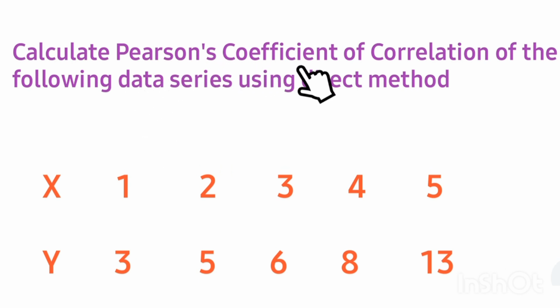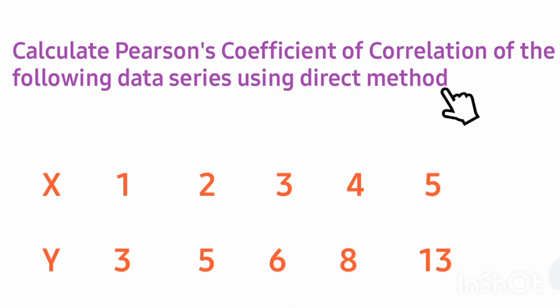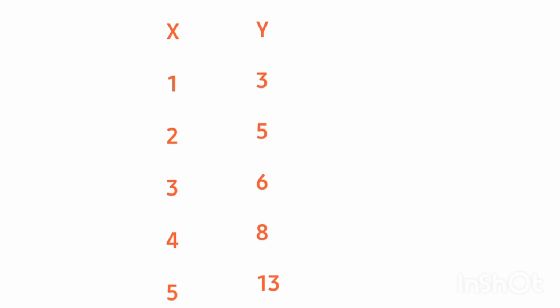Calculate Pearson coefficient of correlation of the following data series using the direct method. We could see the two series. We have series X and series Y and the data attached to each of these series. Alright, the first thing to do is to rearrange this data in a vertical order. And so we've succeeded in rearranging this data series in a vertical order.